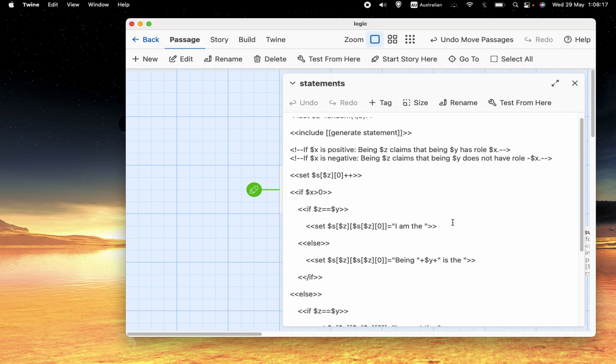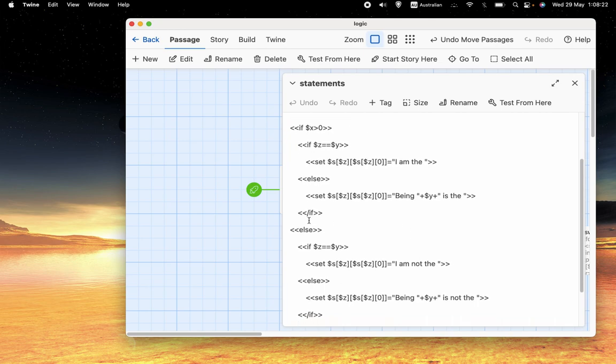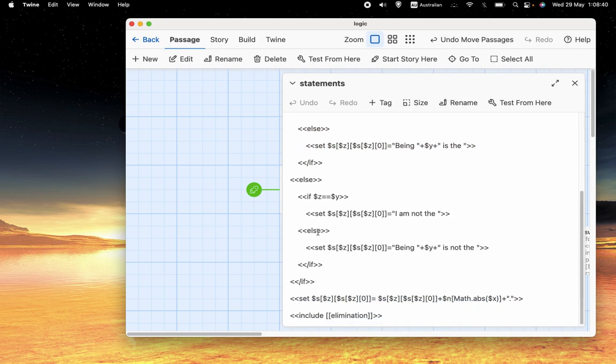So the only other change is a sort of grammar change, which is this is what the previous code was, but now we have to go, if x is greater than 0, then it's a positive claim. We begin the statement with I am the, or being y is the. Otherwise, it's a negative claim, and therefore it begins with I am not the, or being y is not the.